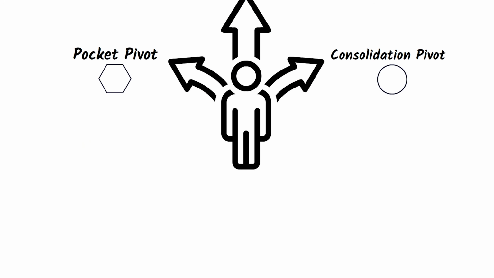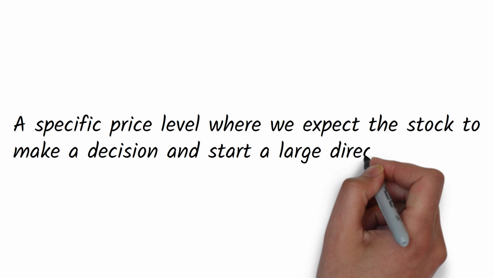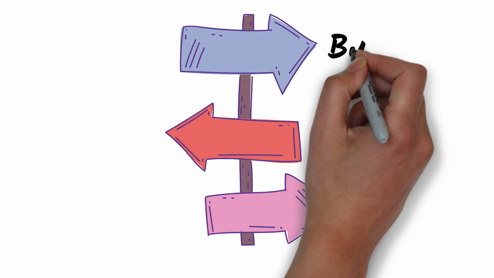In short, a pivot is a specific price level where we expect the stock to make a decision and start a large directional move one way or the other. A pivot is basically a structure we place on the charts to guide our analysis. Here's how to find pivot points.